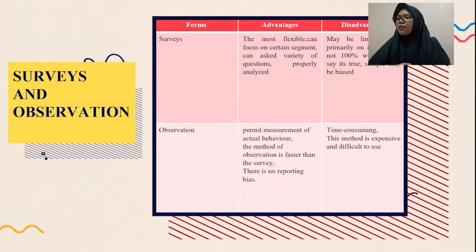The method of observation is faster than the survey. There is no reporting bias. And then observation has disadvantages too, like being time consuming. This method is expensive and difficult to use.